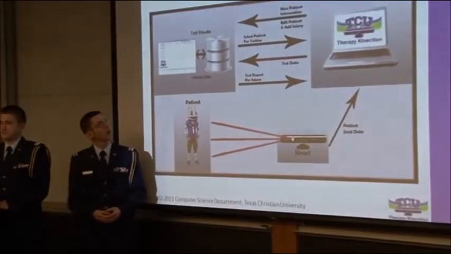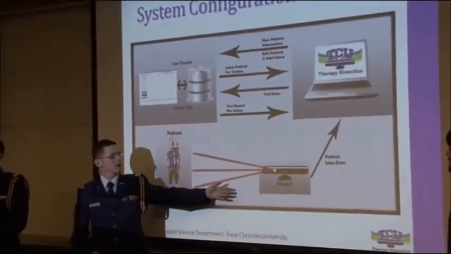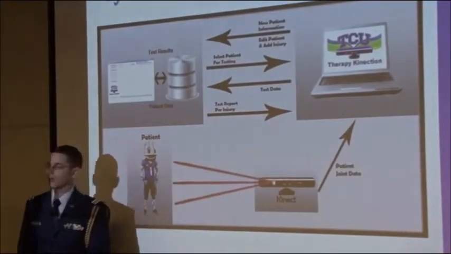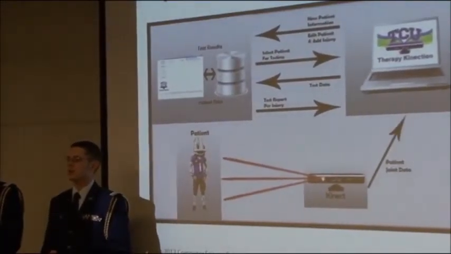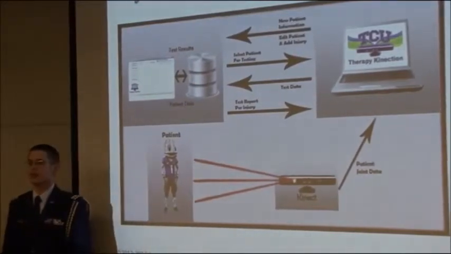And this is a picture of our system. Basically, we have our patient right here who is being analyzed by the Kinect. The Kinect sends joint data back to our program, and our program analyzes the joint data to figure out whether or not they pass the test. And then they send that and patient results back and forth between the database for the users to see it and also just to store it.